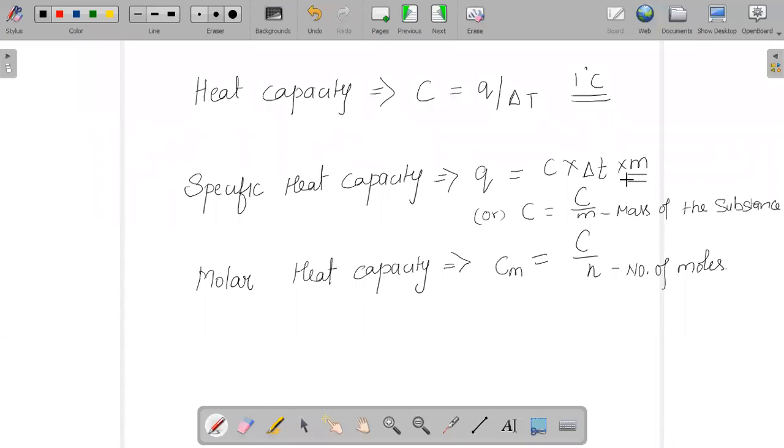And molar heat capacity is the amount of heat required to raise the temperature. The name itself indicates it should be 1 mole of the substance through the same 1 degree Celsius. So here we are just talking about a common 1 degree Celsius. Specific heat capacity is for 1 gram of the substance, hence we include mass, and molar heat capacity is for 1 mole of the substance. These three concepts are very, very important from an exam point of view.